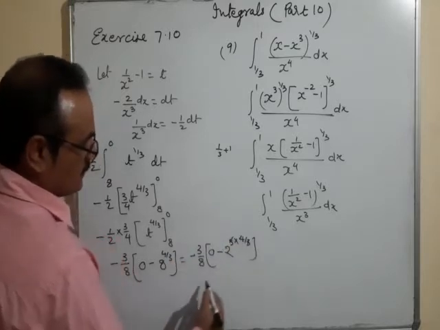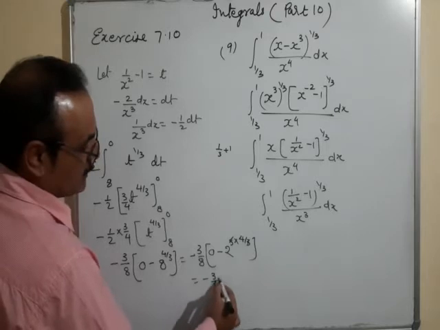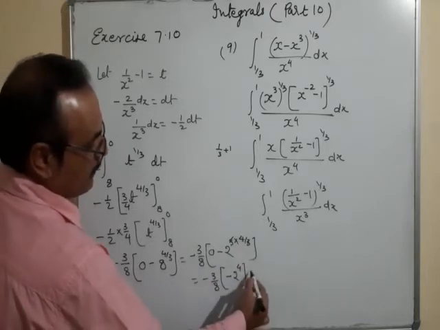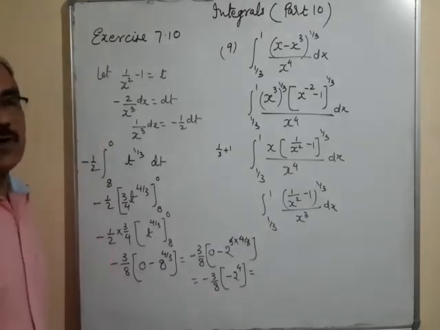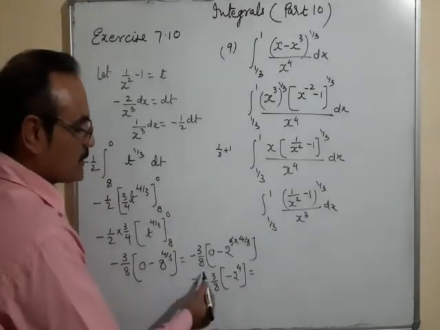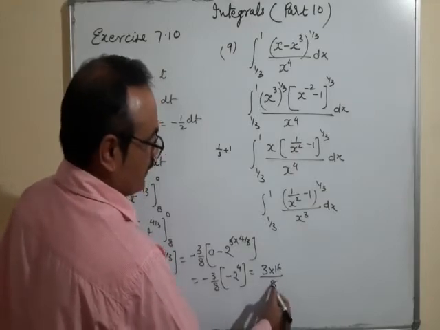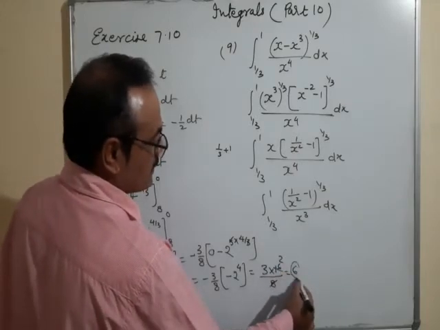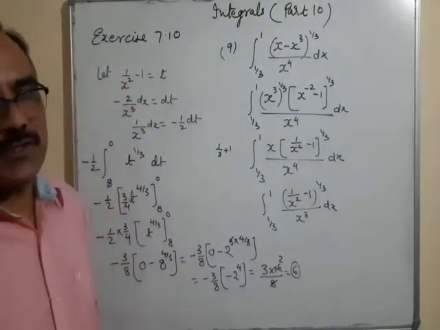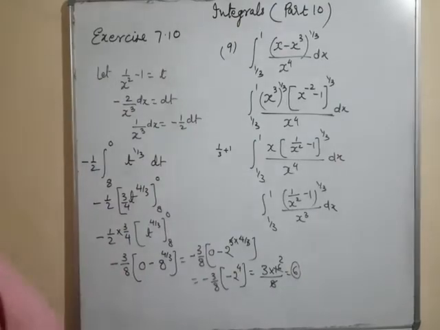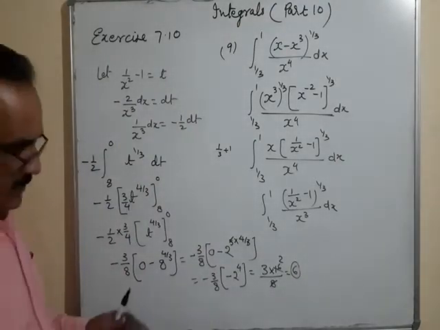The 3 cancels. Minus 3/8, minus 2⁴. And what is it? 2⁴ is 16. Minus minus cancel. 3 multiplied by 16 upon 8. 8 to the 16, 3 to the 6. So this is the answer of this question: 6. In MCQ, first, A is the correct option. Okay. Clear?